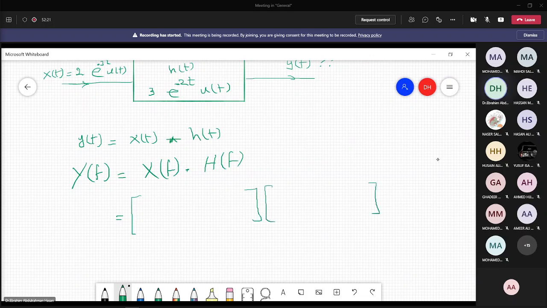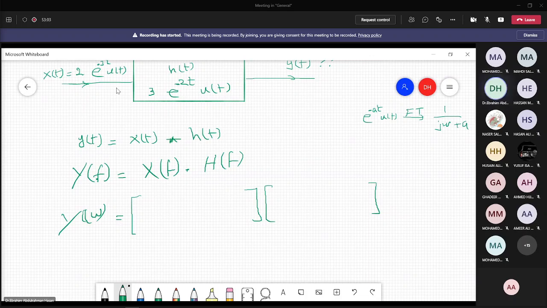How do I do this? From the table. Okay, from table number 1, we know that e to the power of minus at u(t) has the Fourier transform written there: it is 1 over j omega plus a, or 1 over j 2 pi f plus a. Both are the same, whether you work with omega or with f. So let me say that this is Y(omega), if you want to use Y(omega).